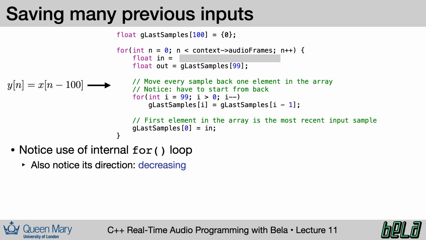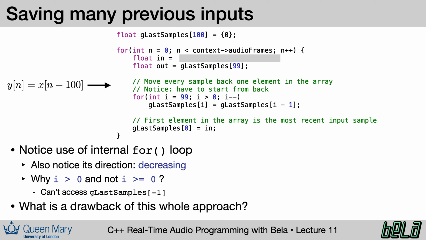The key part is the nested for loop inside of the outer for loop. You can see this for loop involving the variable called i, which counts downward from 99 to 0. The direction of counting is quite important here because we need to make sure that we're not overwriting any of the elements of the array. Notice also that we're stopping before i strictly reaches 0. Why is that? Well, if we tried to run this code with i equal to 0, then we would access gLastSamples of minus 1, which of course is not a valid index of the array, and we could get a segmentation fault in our code.